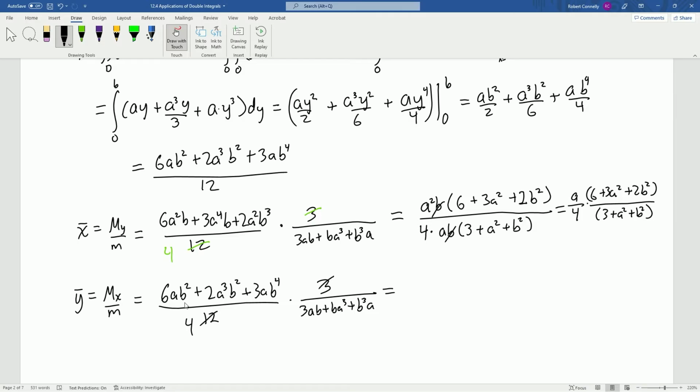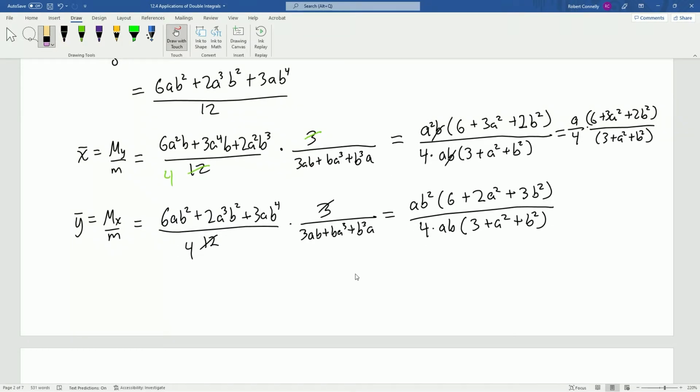Now up here we can factor out an a and a b squared. This leaves us with 6 plus 2 times a squared plus 3 times b squared, divided by 4 times. Now here we can factor out an a and a b. And we get left with 3 plus a squared plus b squared. And finally, cancel an a and one of the b's, we get b over 4 times 6 plus 2a squared plus 3b squared over 3 plus a squared plus b squared.